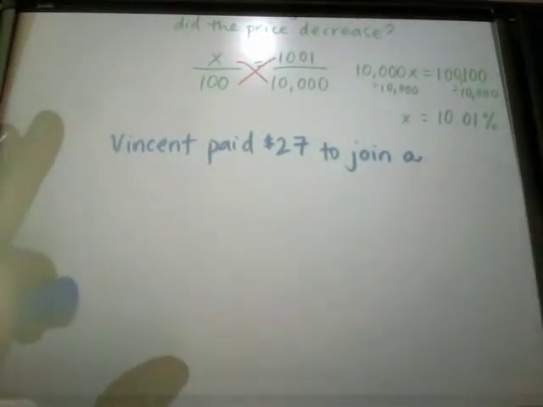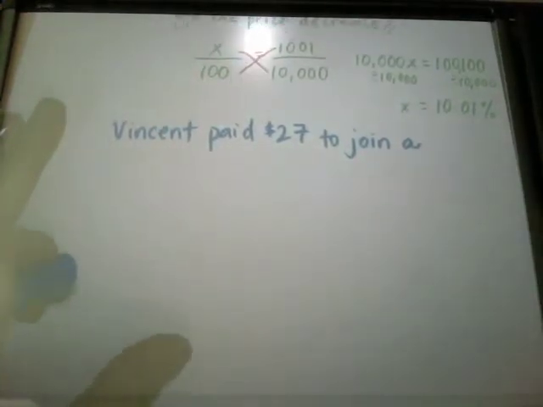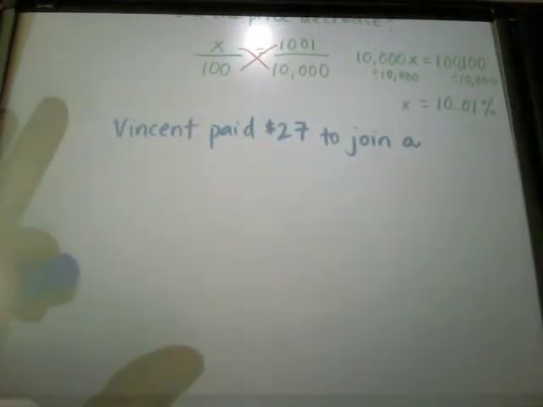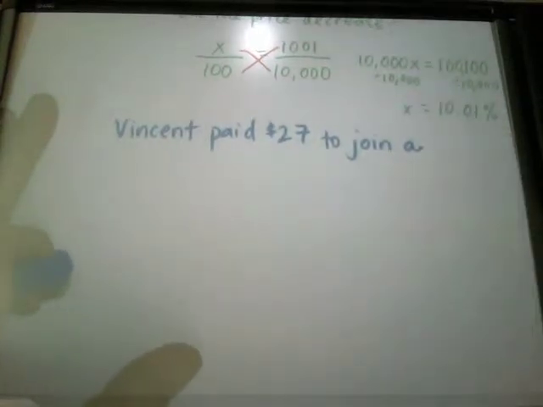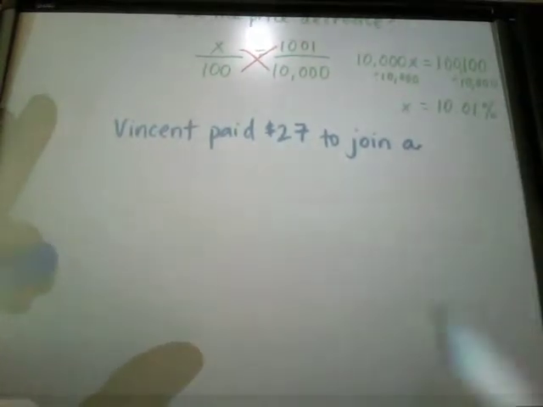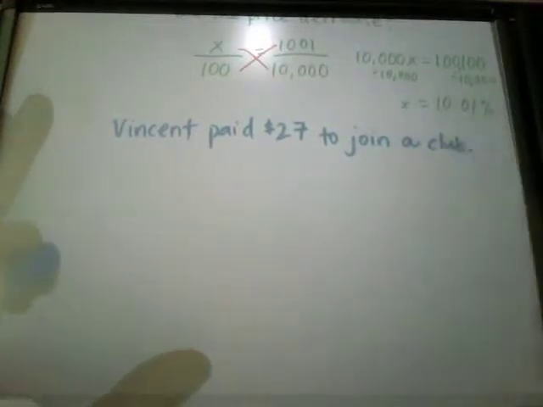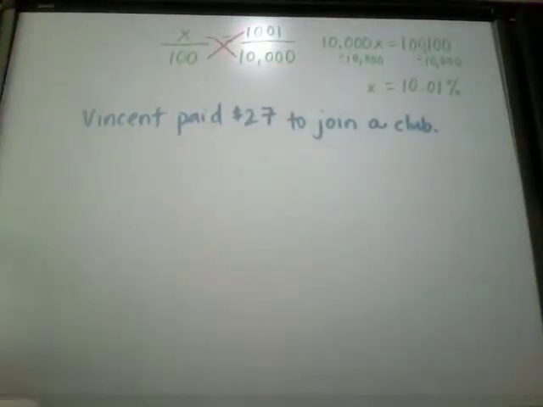A gym, a spelling bee club. What did you join, Vincent? To join what? Boy Scouts? What did you say? Boys and Girls Club. We'll just say a club so we don't have to write. I think you said Boy Scouts. I was going to say that'd be good too.